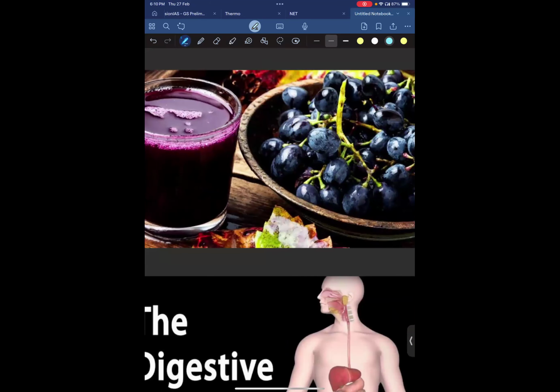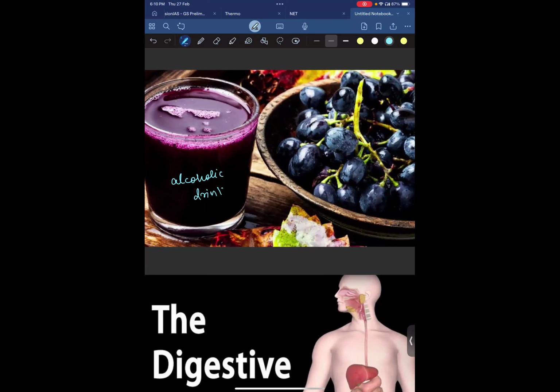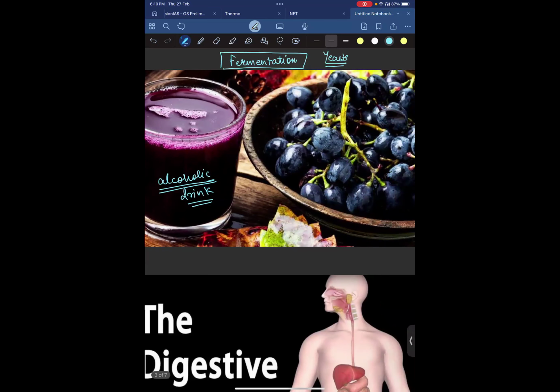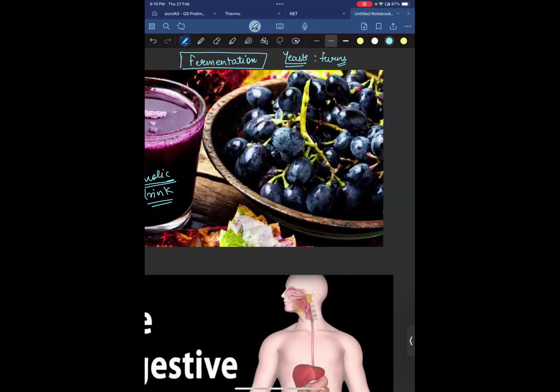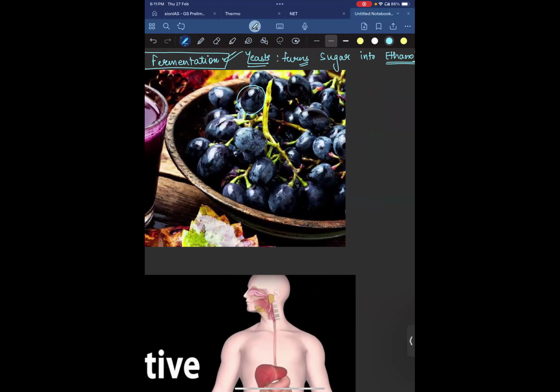For example, these are grapes and they are getting converted into this alcoholic drink through the process known as fermentation. What happens during fermentation? The grape juice is converted into this alcoholic beverage. During fermentation, there is an organism known as yeast. It turns the sugars which are present in the grape juice into ethanol. That is a form of alcohol. That is, it forms an alcoholic drink, and that process is known as fermentation. So, this also is an example of a chemical reaction.